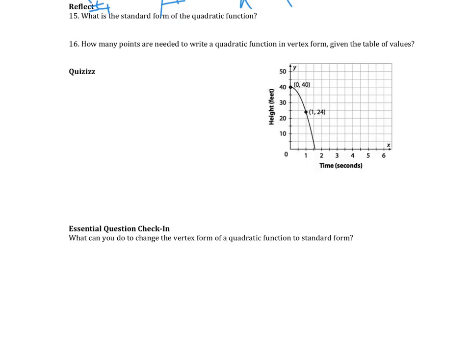And your homework assignment. All right, so page 247. Numbers 1 through 9, 12 through 20, even, and 24.